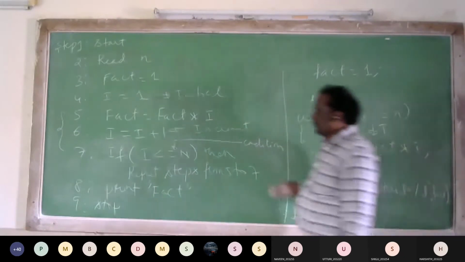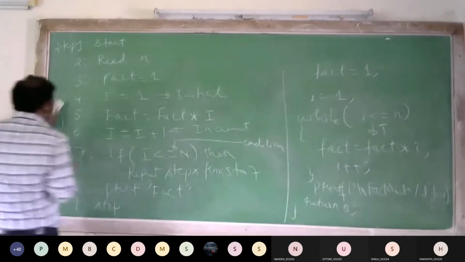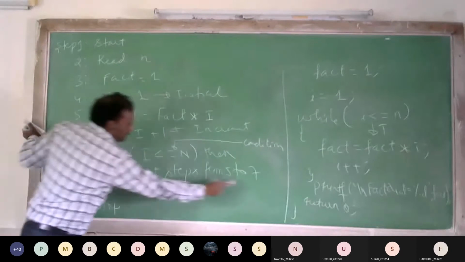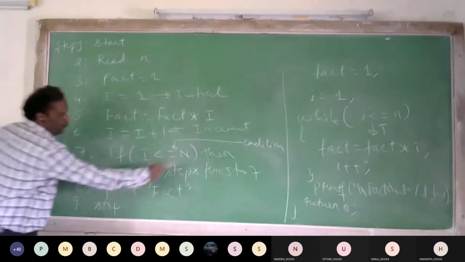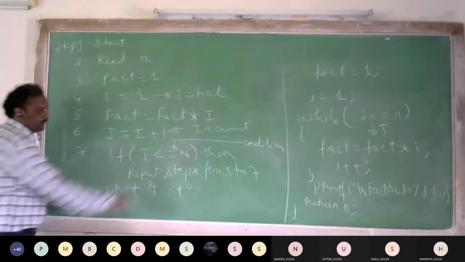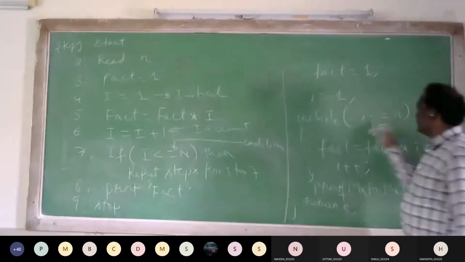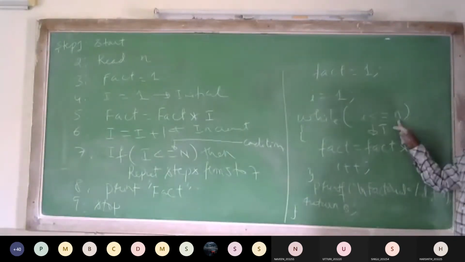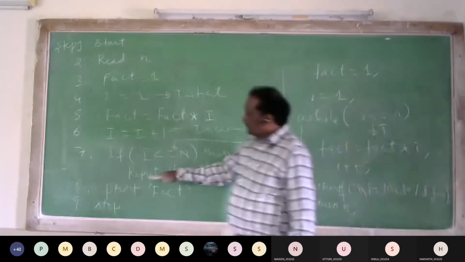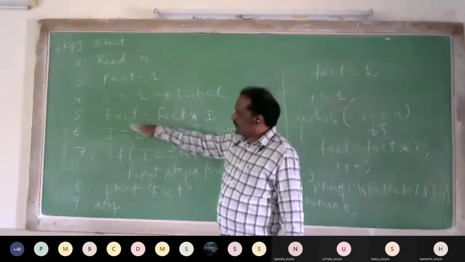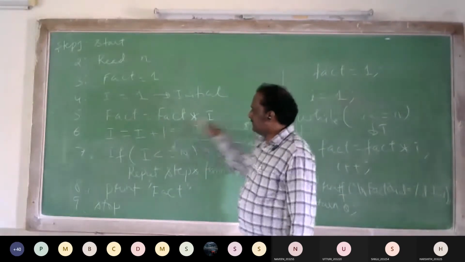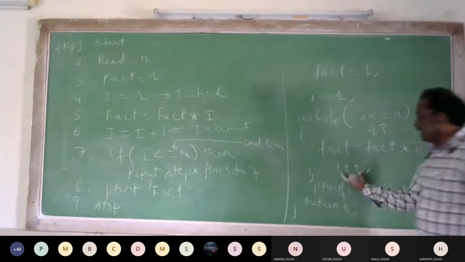Now, which statements are repeated? Repeat steps 5 to 7, up to this condition: I less than or equal to n. Which statements do you want to repeat? 5 to 7. So what is statement 5? Fact is equal to fact into I.